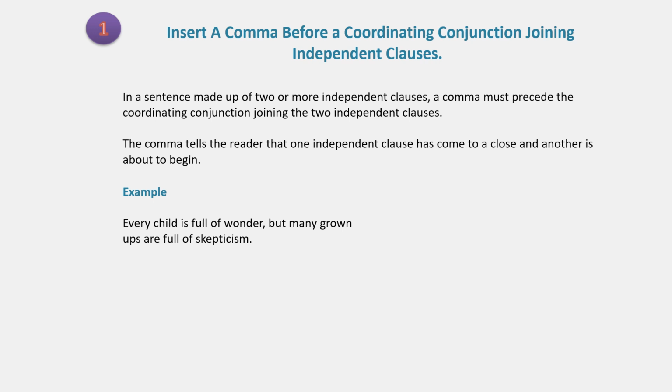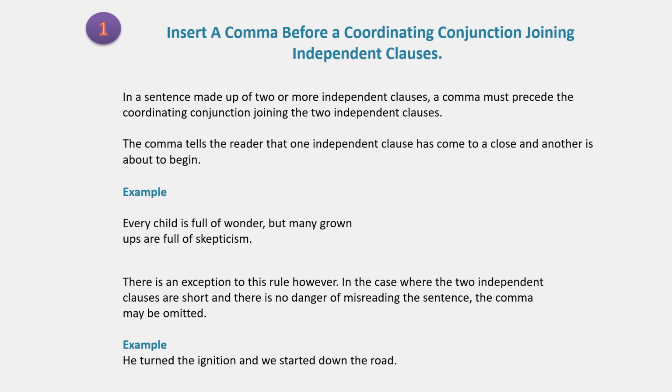Let's take an example. Every child is full of wonder, but many grown-ups are full of skepticism. So in this example, this first part of the sentence is a clause. Every child is full of wonder is a clause. Then you put a comma and the but, which is the coordinating conjunction, joins the second clause to the first clause. So a comma must precede the but.